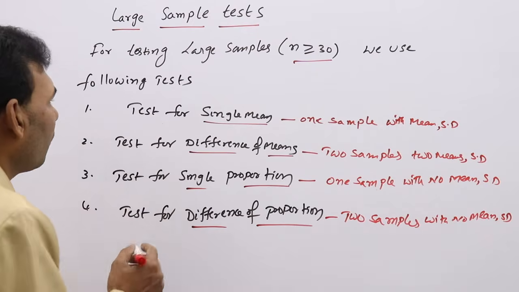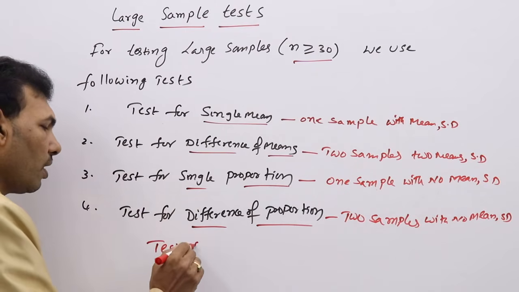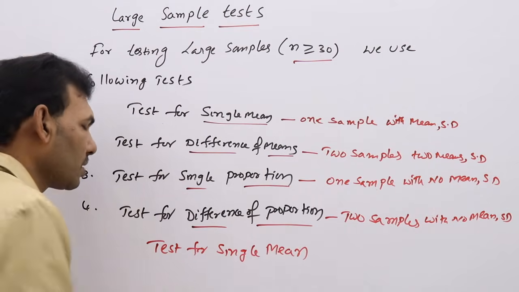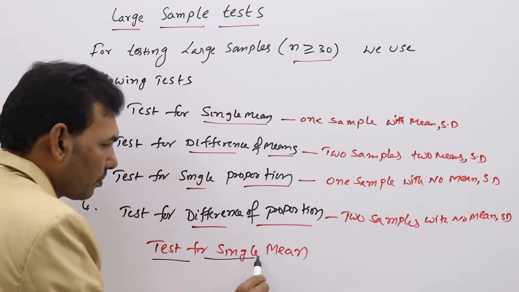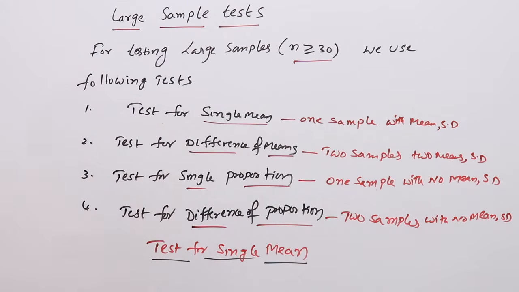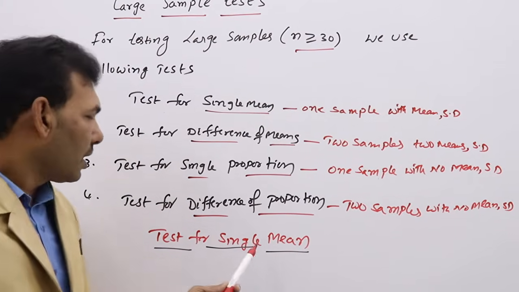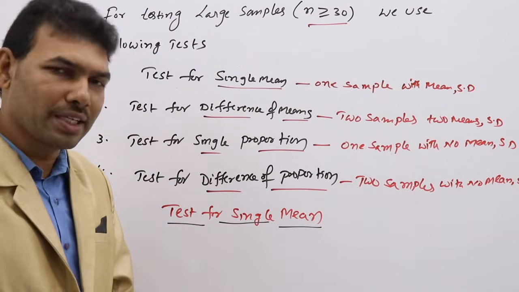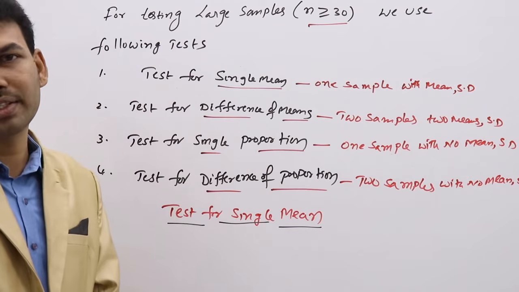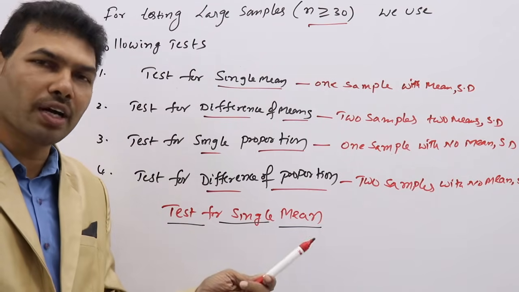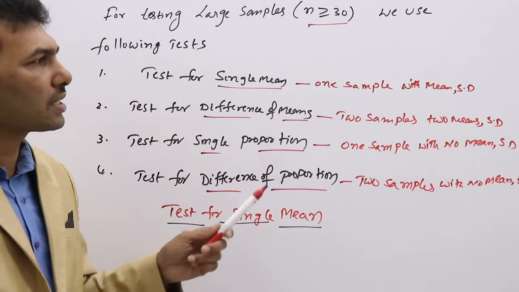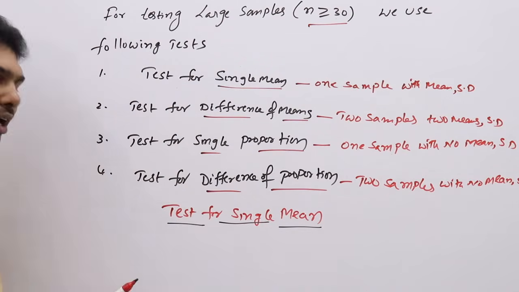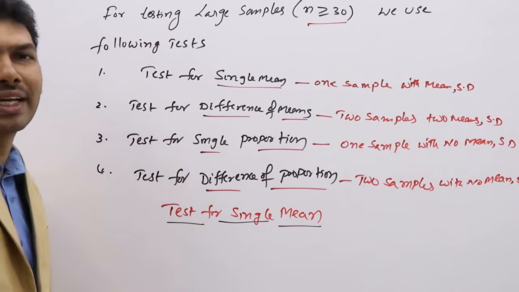Coming to the first test, test for single mean. How to do a large sample single mean test? What are the test steps involved in single mean? As I said, to test the single mean in a large sample, we need one sample, the size of the sample, mean and SD. Mean of population and mean of sample, both you need. We need 2 different means, the sample mean and the population mean, and one SD. That type of data is useful to test single mean.